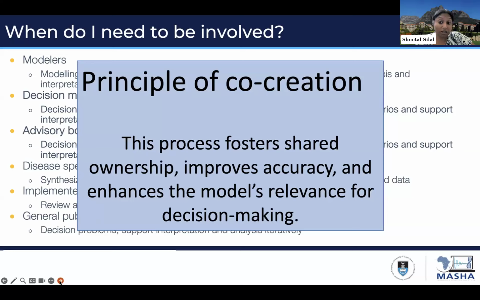And it's one of the core values of the NICHE program. The importance of co-creation, the ideology or the value behind co-creation, is that this process allows and fosters an environment of shared ownership between the country decision makers, advisory groups, and the modelers who are performing the studies. And in that way, it helps to improve accuracy. It helps to improve relevance, feasibility, and enhances your model's relevance for decision making.